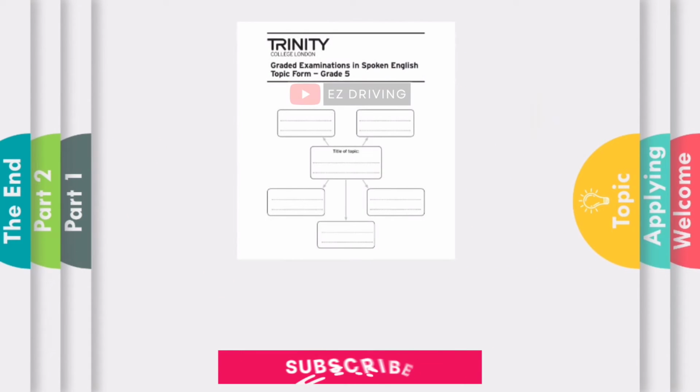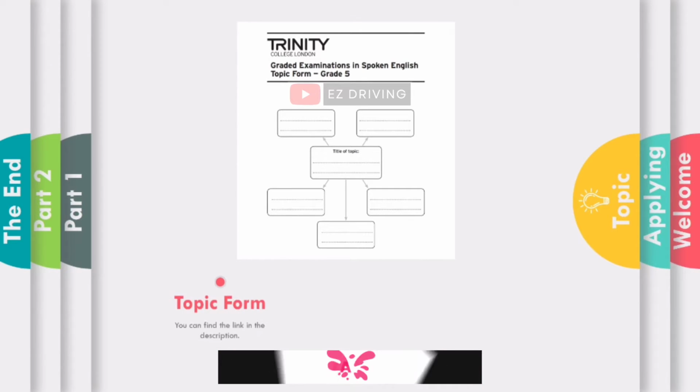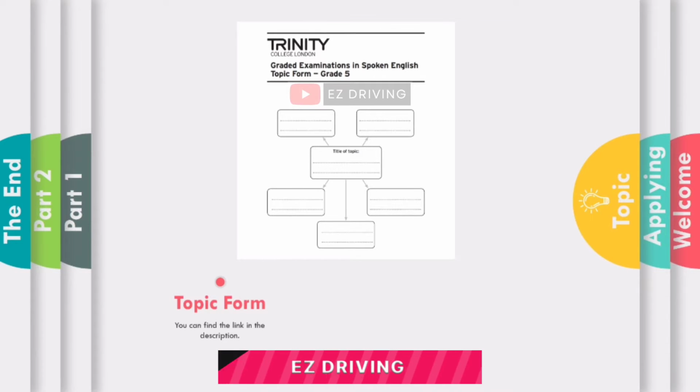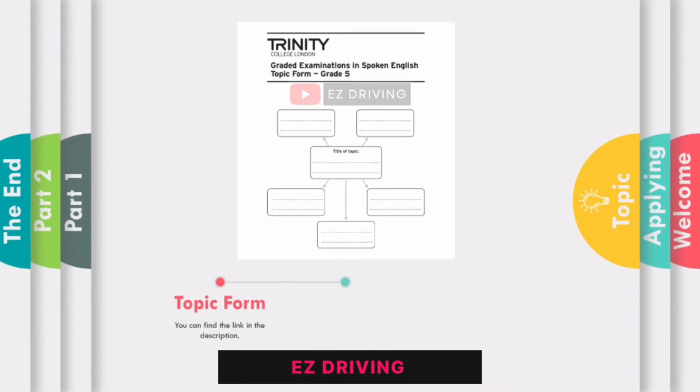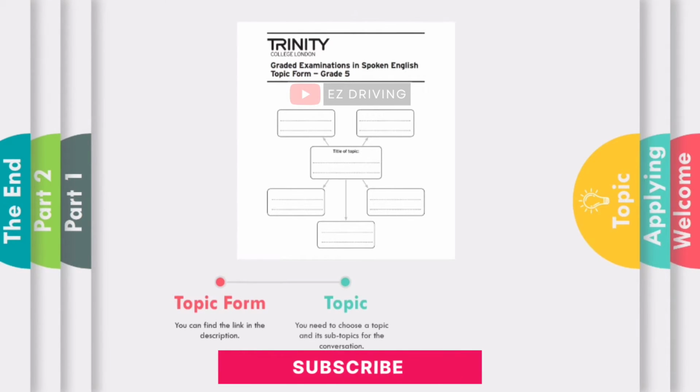For the topic, you have to get a topic form which is provided by the Trinity College website, and you can see it right here. You can find the link to download the topics form in the description. You need to get the topics form, get it printed out, and then choose a topic. You need to choose a topic and its subtopics for the conversation with the examiner.